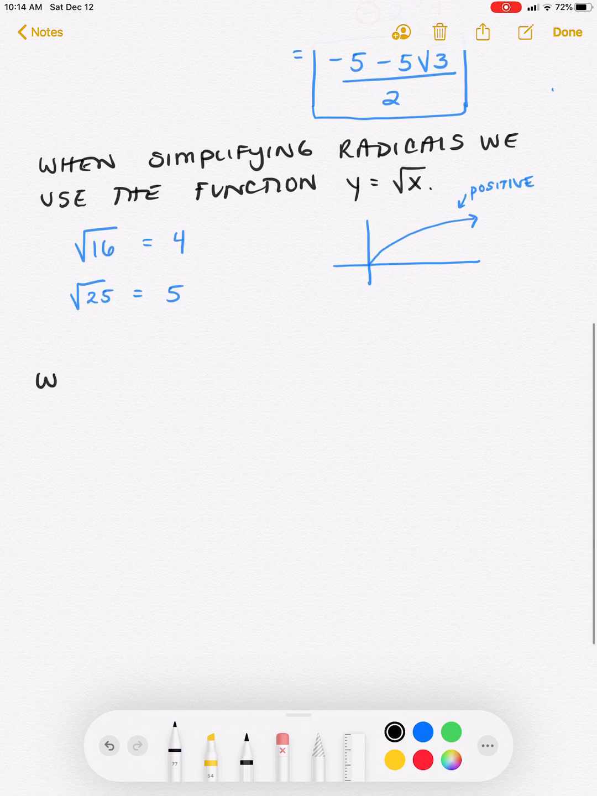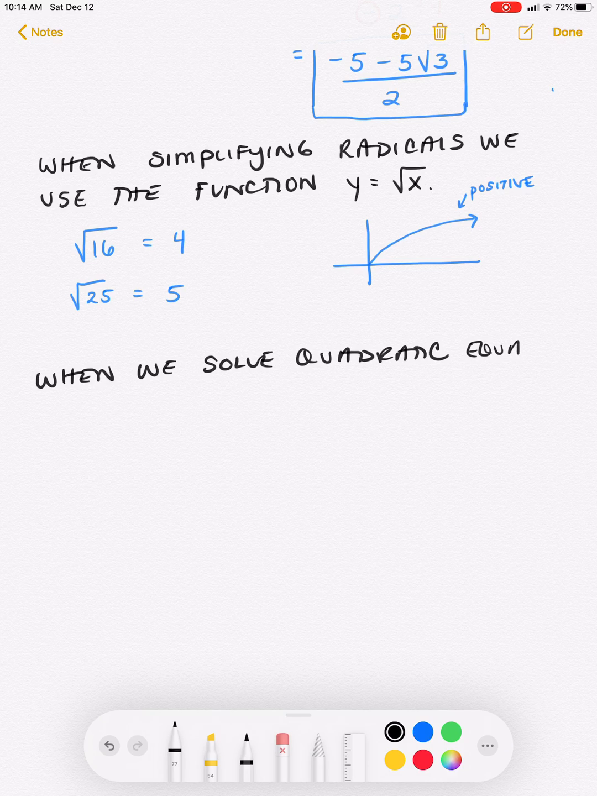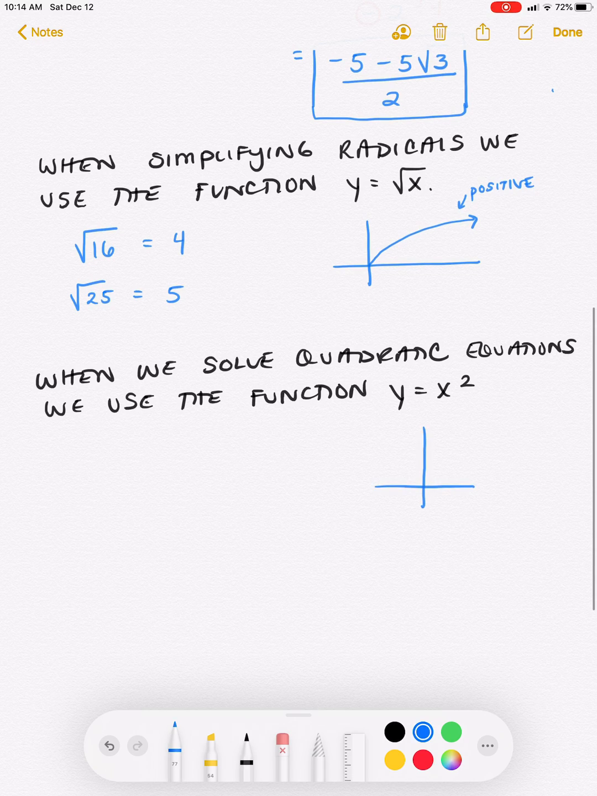However, when we solve quadratic equations, and this solving method is going to involve square roots, we use the function y equals x squared, which is a different function. This is a parabola. So we have two different things we're looking at when we solve a quadratic as compared to when we just simplify a radical.